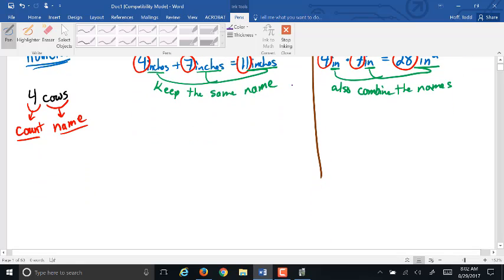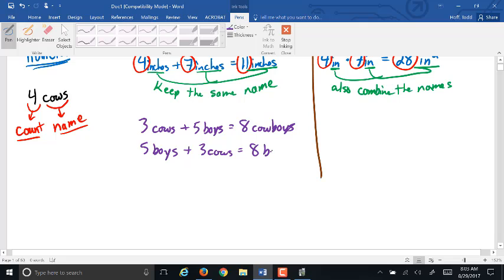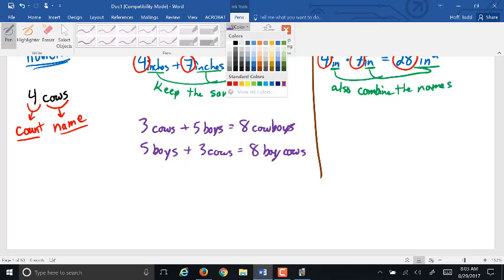For example, let's say I have 3 cows and 5 boys. If I add 3 cows plus 5 boys, do I get 8 cowboys? Doesn't work, right? Or if I do it the other way around, 5 boys plus 3 cows, do I get 8 boy cows? Yes.